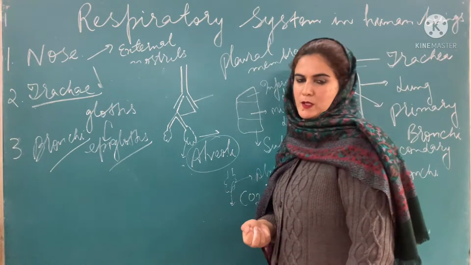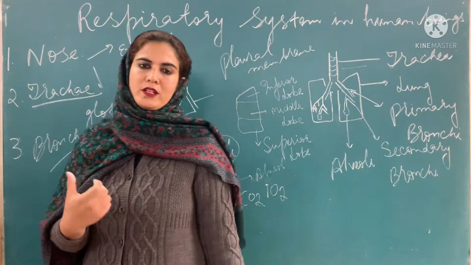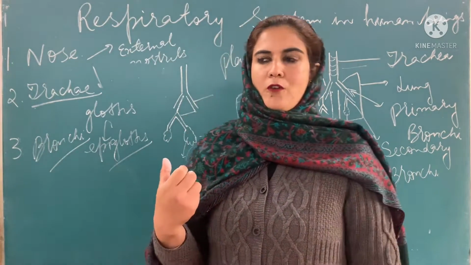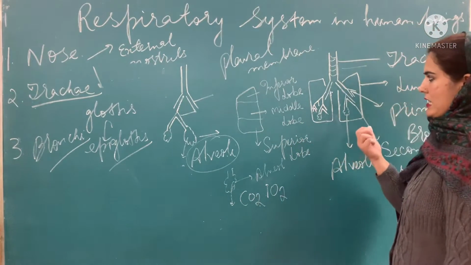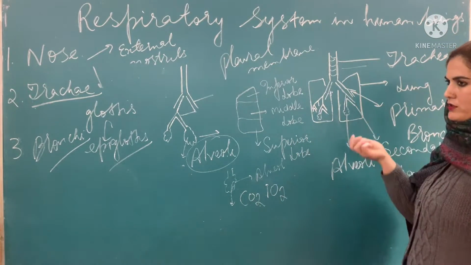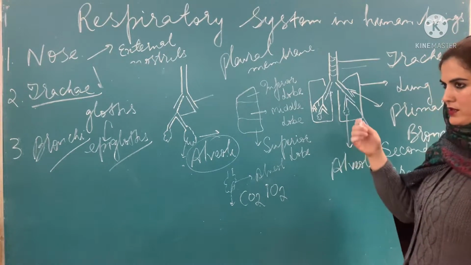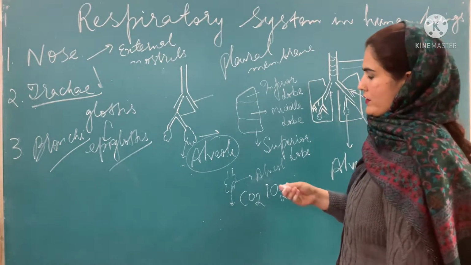The right lung is bigger in size than the left lung. The reason for this is that the heart is located on the left side. Because of the position of the heart, there is a notch on the left lung, the cardiac notch, and it compresses it a bit. So the right lung is quite a bit bigger in size.